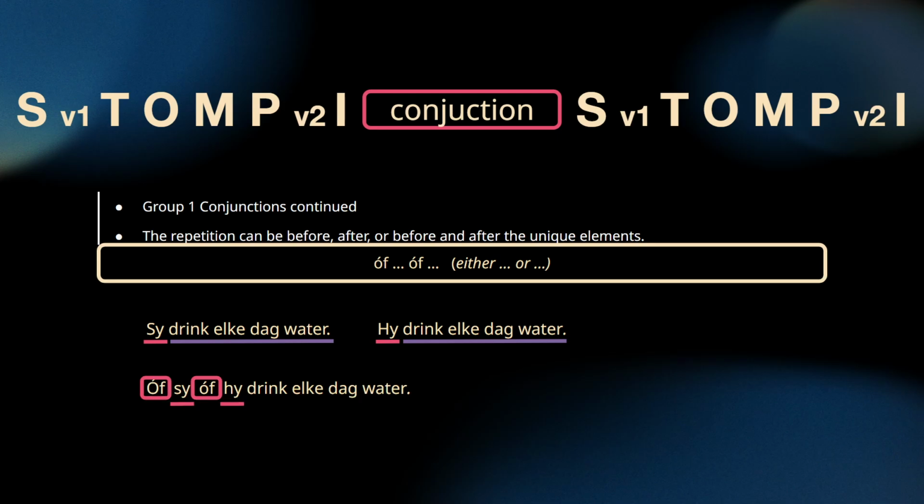In my answer, I'm going to attach my two-part conjunction to the front of each of my unique elements and place them together. And yes, you can use a capitalized accented O: Óf sy óf hy drink elke dag water, either she or he drinks water every day. And you can see that the repeated element I only have once now, and because it was repeated at the back of my original sentences, it is now at the back of my final sentence.